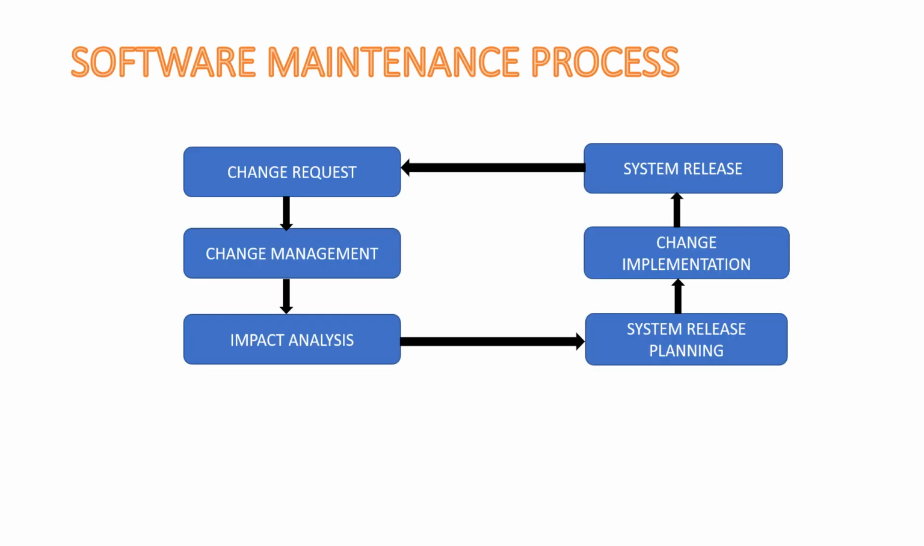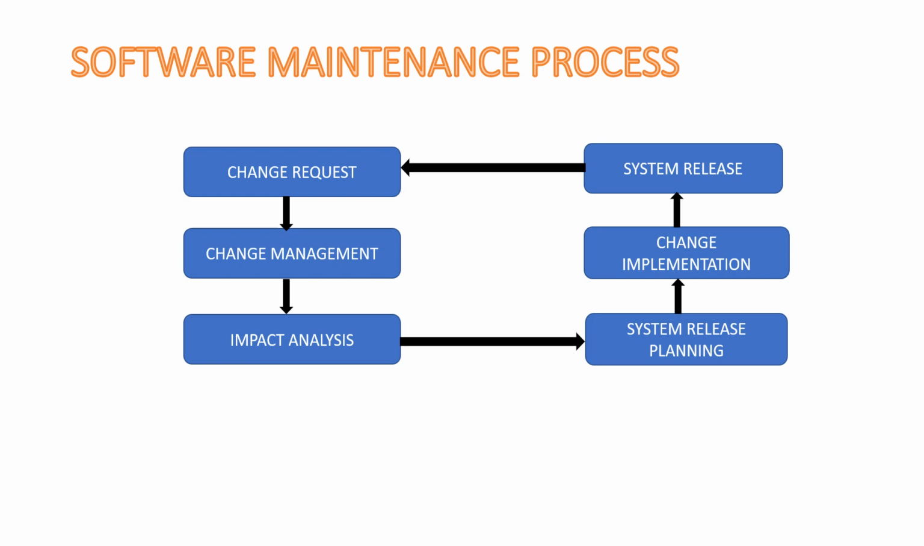Now next we'll be looking into the software maintenance process. The software maintenance process, as we can see in the figure, consists of 6 phases. We have change request, change management, impact analysis, system release planning, change implementation, and system release. The software maintenance process starts with the change request. If a user wants some changes in the present software which has been delivered, they give us a change request.